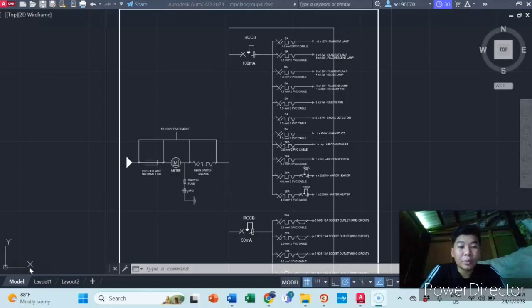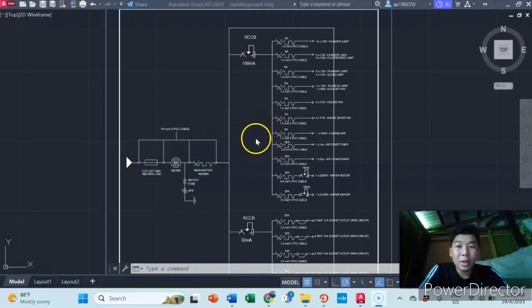So you can see here, for the first part, we have the supply from the consumer that is connected with the cutout and neutral link, also with the meter and the switch fuse, SPD, and also the main switch of 60 amp. The cable we are using in this part is 16 mm square PVC cable.